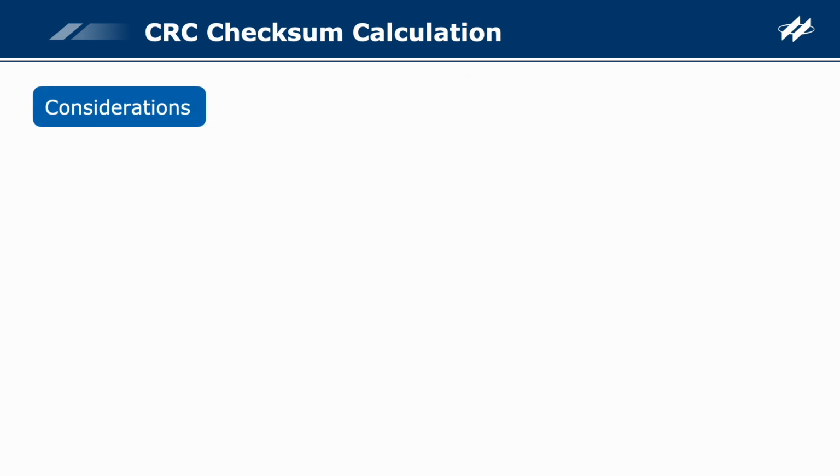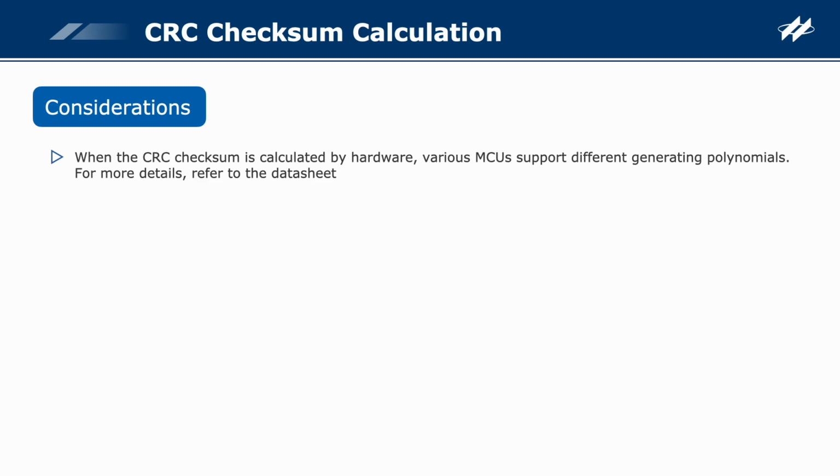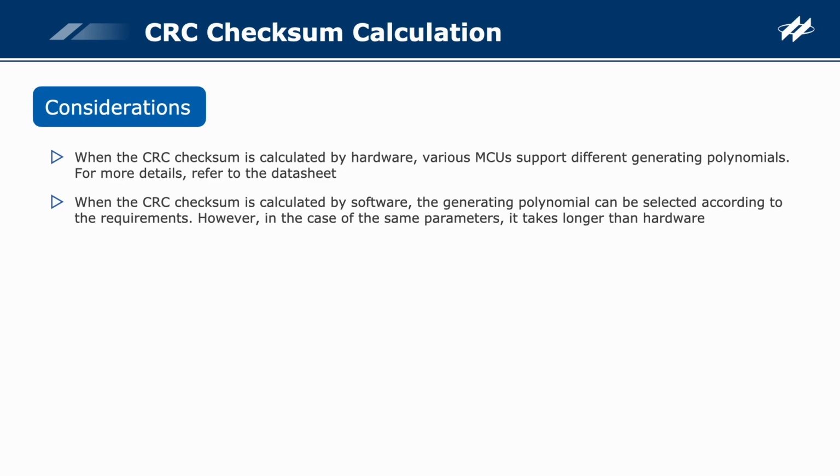Next, let's take a look at the considerations. When the CRC checksum is calculated by hardware, various MCUs support different generating polynomials. For more details, refer to the datasheet. When the CRC checksum is calculated by software, the generating polynomial can be selected according to the requirements. However, in the case of the same parameters, it takes longer than hardware.